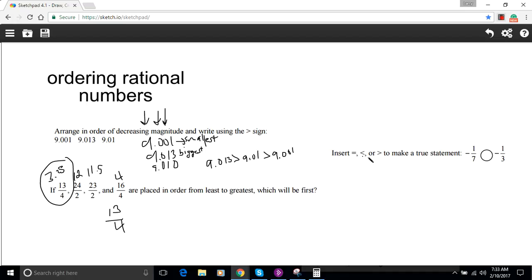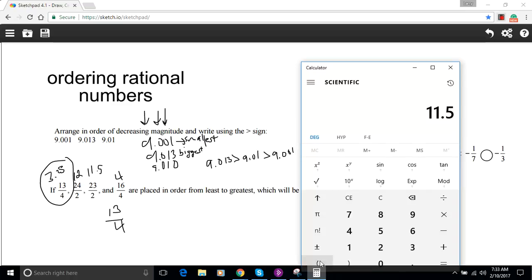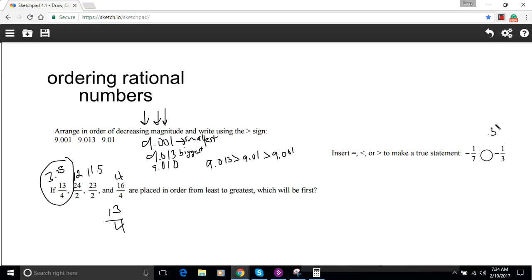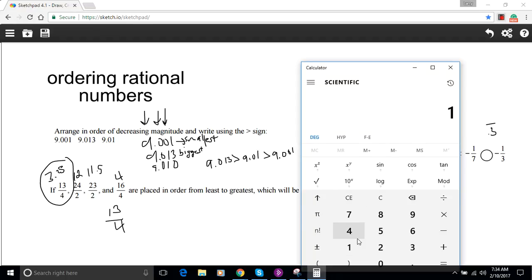Right, let's try one more. This one says insert equals, less than, or greater than to make a true statement. And we have negative 1/7 being compared to negative 1/3. Well, I know those aren't the same. It gets a little confusing with the negative signs, and then with the fractions, you might not have a great grasp of which is bigger or smaller there. So to be on the safe side, let's convert these to a decimal. I think that's a good practice with these if you're not sure. So 1/3, 1 divided by 3, that's 0.3 repeating. And 1/7, so that's 1 divided by 7.